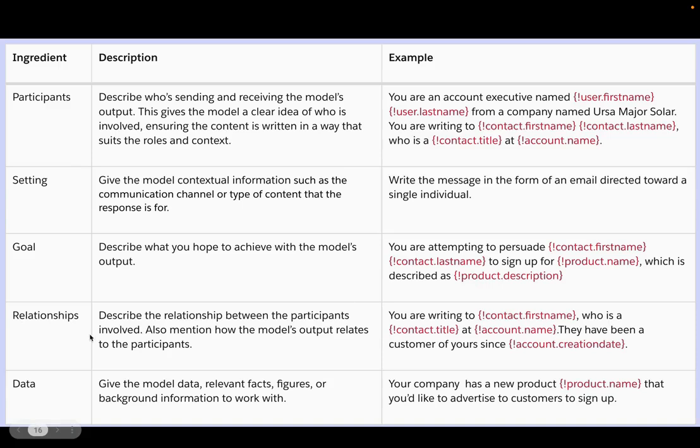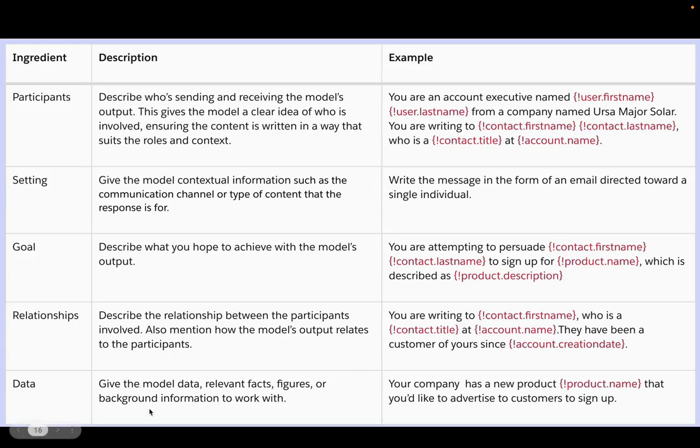The next ingredient is relationship. This tells the model about the relationship between the participants, helping it understand the tone and the context in the message. For example, you are writing to your contact who is an executive at an organization and they have been your customer for 5 years. By including the relationship details, you ensure the tone is appropriate for the relationship, whether it's formal, casual or somewhere in between.